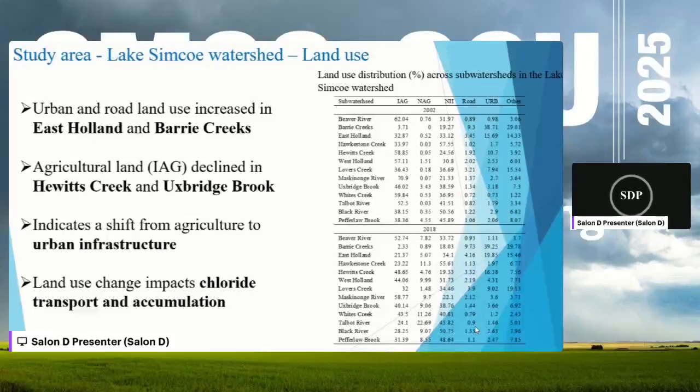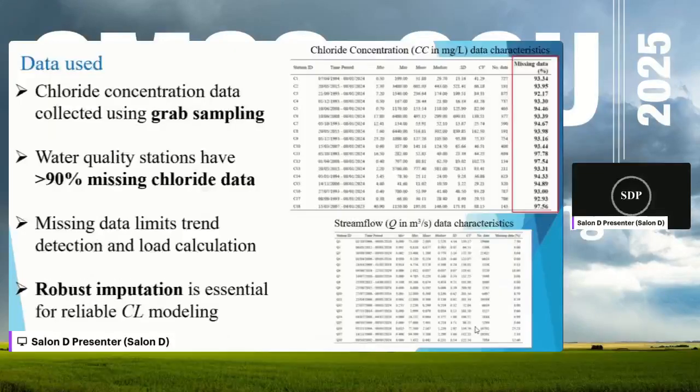Land use change from 2000 to 2018 in the Lake Simcoe watershed shows rapid urbanization and a changing of land use type to urban and road land use, especially in some watersheds such as East Holland and Barrie Creeks. There is also a decline in agricultural land use, especially in sub-watersheds such as Hewitt Creek and Oxbridge Brook. This shift toward urbanization significantly impacts chloride loading and also changes runoff dynamics.